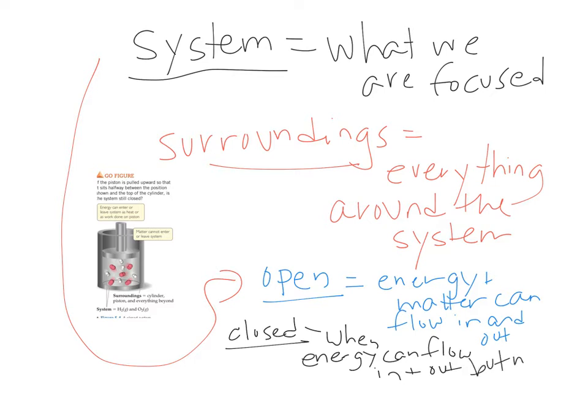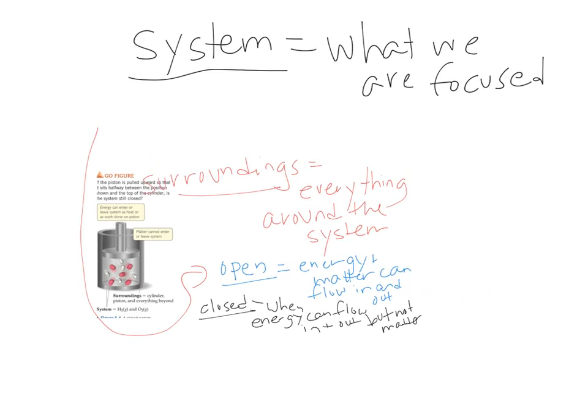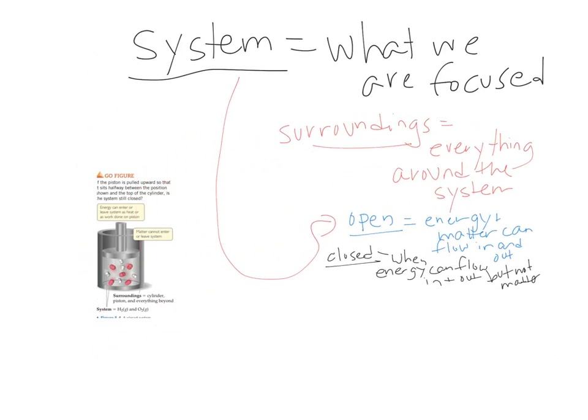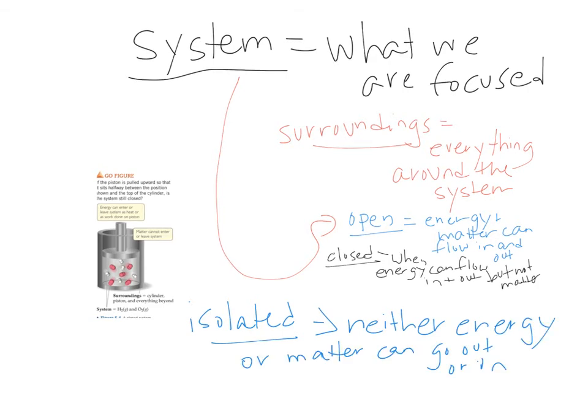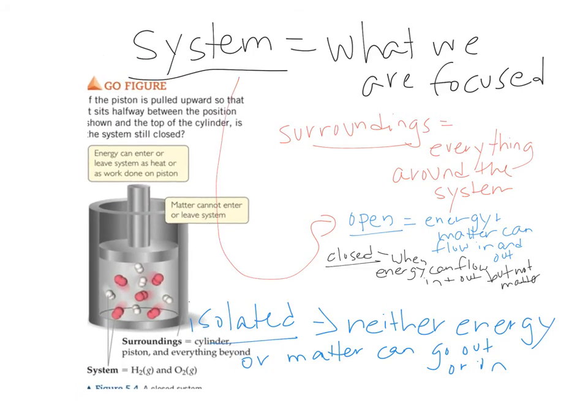But not matter. And finally, I'm going to make this a little smaller. The final type we can have is an isolated system. And in an isolated system, neither energy nor matter can get out or in. So these terms become more understandable with examples. So here's an example. I'll make my picture bigger.